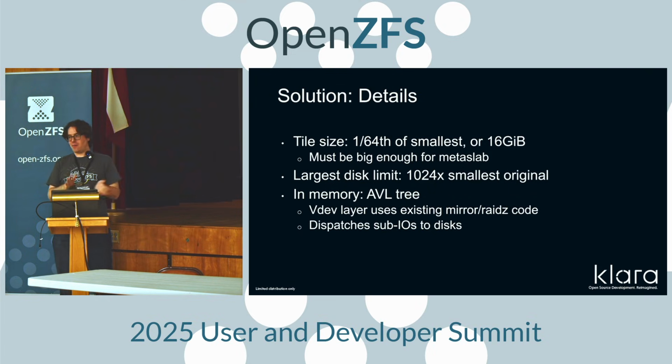In memory, we store this tile mapping in an AVL tree, a nice, easy, reliable data structure, and it doesn't get that big, so we don't need anything more complicated than that. And then the AnyRAID VDEV layer uses that AVL tree to convert the logical IOs that come in, figure out where the physical tiles that back that data are stored on disk, and then uses that to dispatch IOs to the existing mirror and RAID Z code. So we don't have to re-implement any of the parity stuff. We don't have to do any of the healing logic or reconstruction logic or failing over to different devices logic. All of that we get just by calling into that code directly.